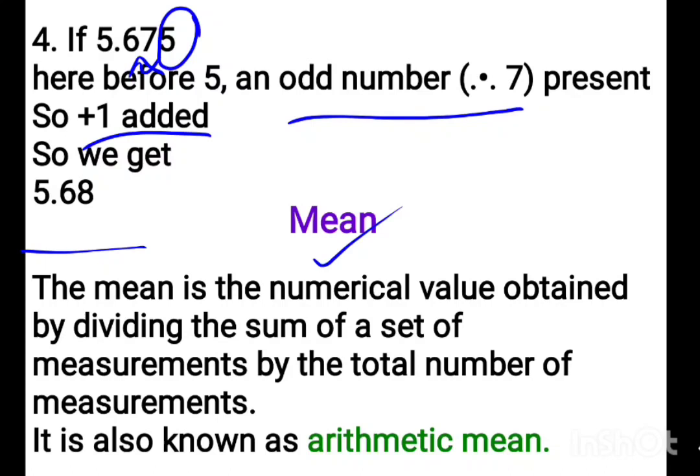Next one is mean, that is average. The mean is the numerical value obtained by dividing the sum of a set of measurements by the total number of measurements. As an example, there can be lots of experiments, and we have to sum up the experiments and divide by the total number of experiments.